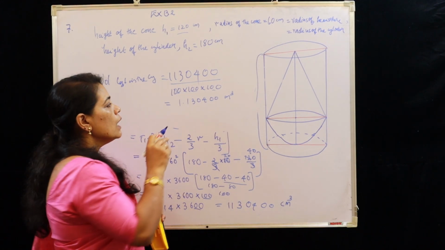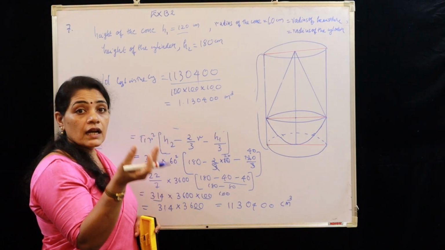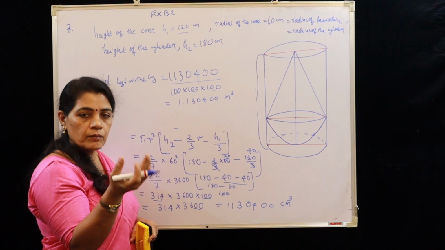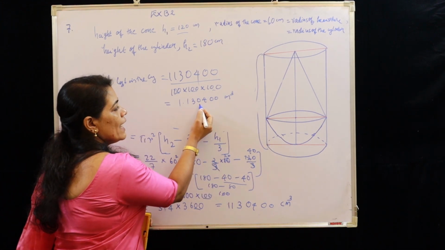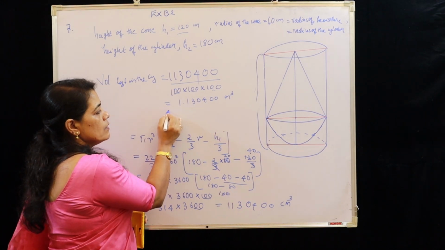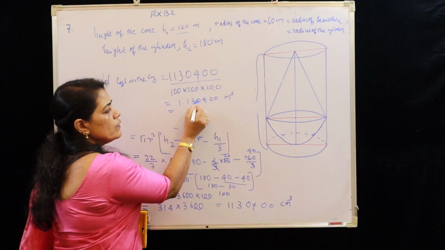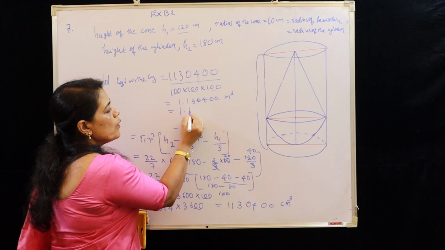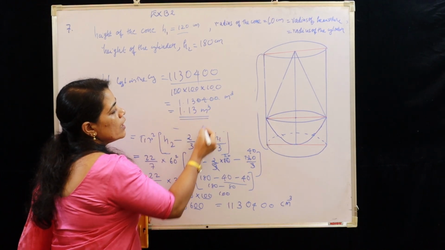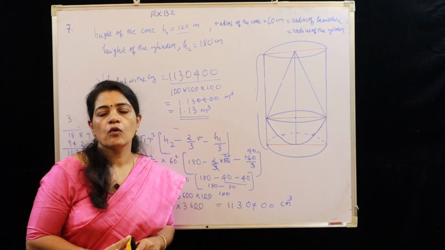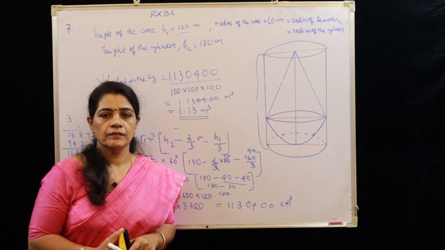Okay, because usually we are doing like that. So we can consider the third decimal value, and if that value is 5 or more than 5, we can add 1 with the second decimal place. So here that is 0, so we can reduce that one. So 1.13 meter cube. This is the volume of water left over in the cylinder.